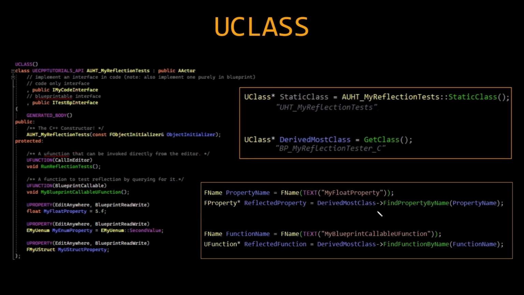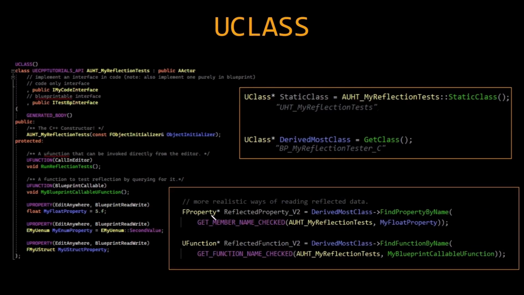And here we can ask the class, the UClass, to find a property by its name. And I just have a string for this name, myFloat property, which is right here. And same thing for my blueprint callable, find function by name. This is the name. You can see my blueprint callable function is right there. And it's able to return these reflected types like FProperty or UFunction.